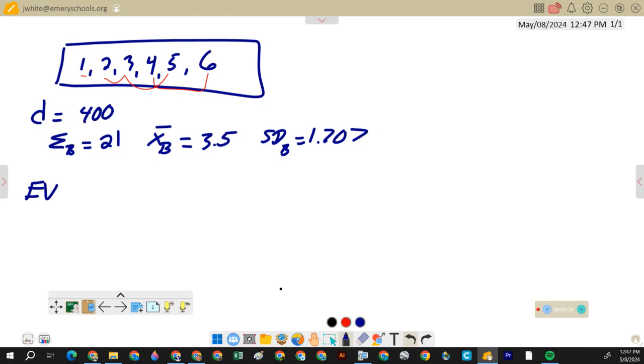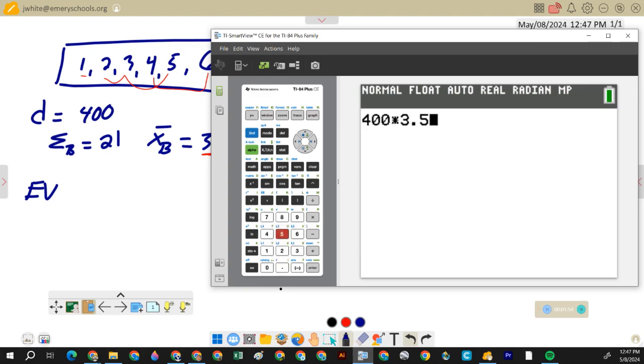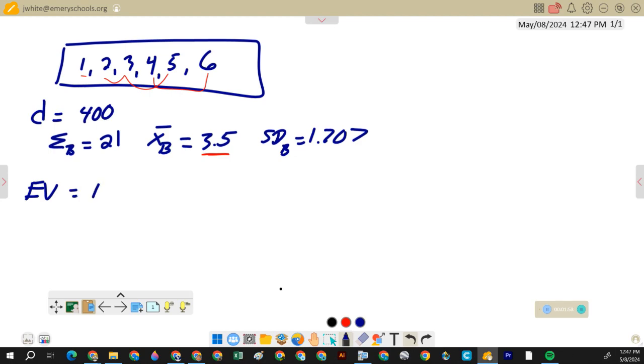So how many points am I expected to earn? How would we get that? The average times the number of draws. So each draw is essentially worth 3.5 points. So 400 times 3.5 is 1,400 points. Okay.